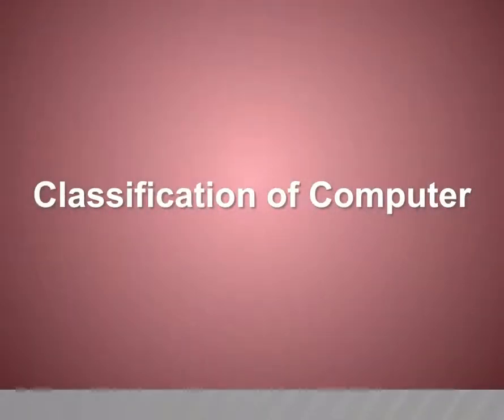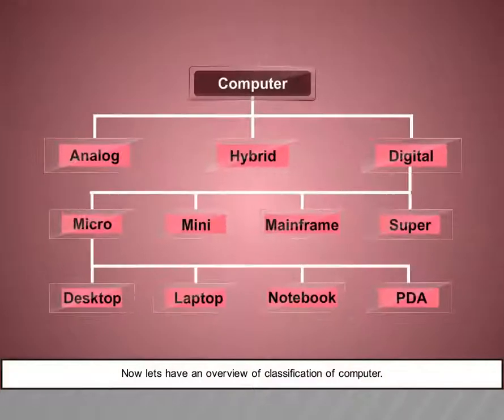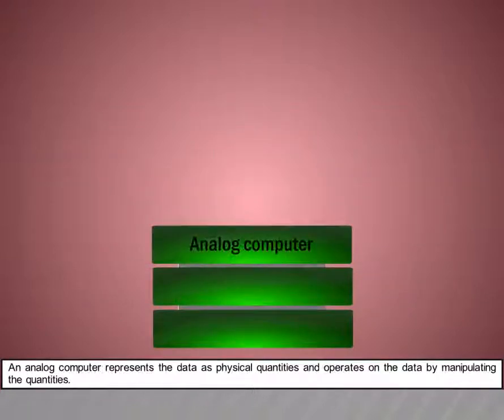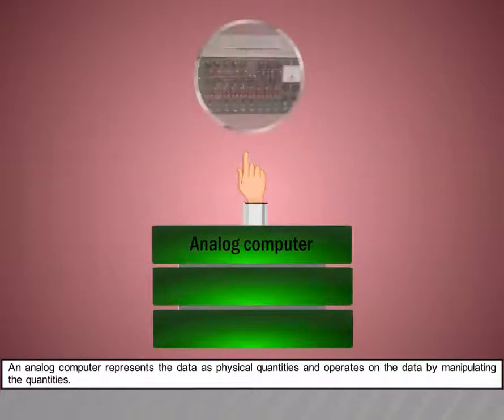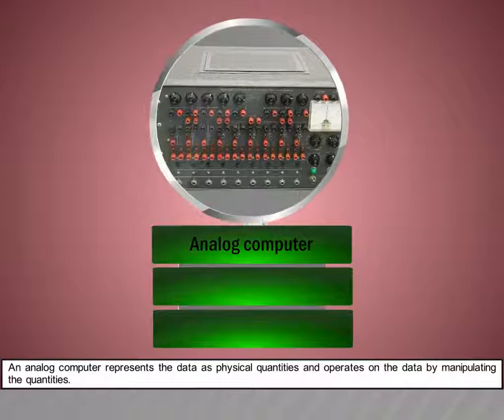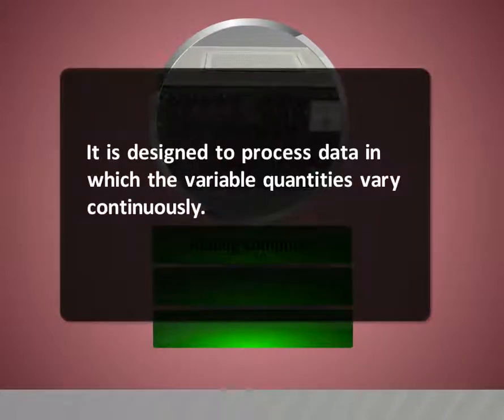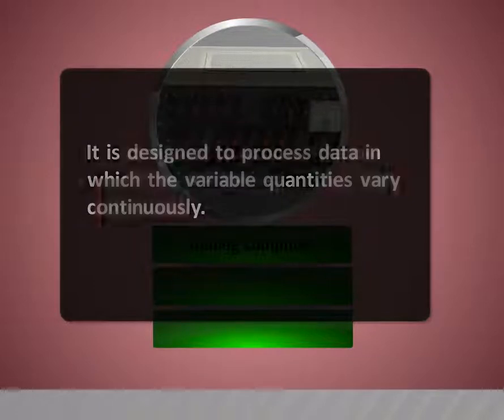Classification of computer. Now, let's have an overview of the classification of computer. Analog computer. An analog computer represents the data as physical quantities and operates on the data by manipulating the quantities. It is designed to process data in which the variable quantities vary continuously.